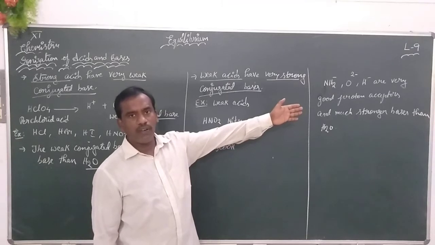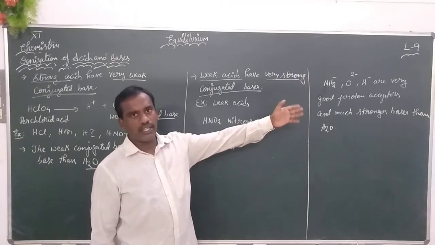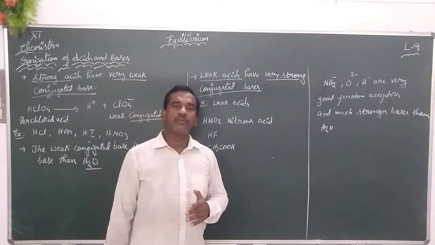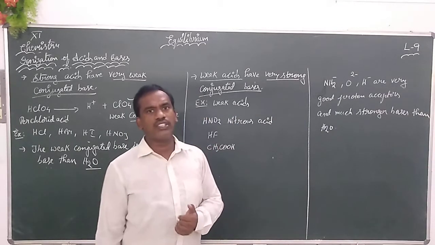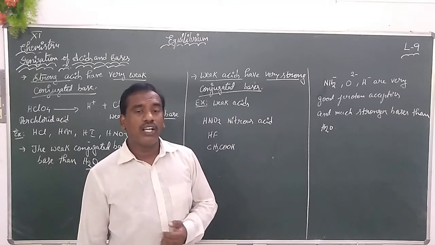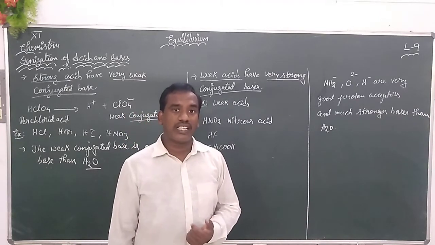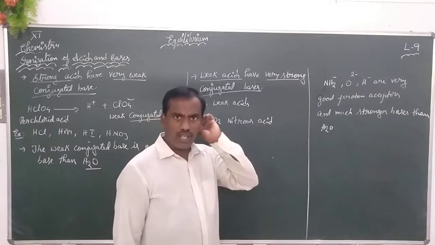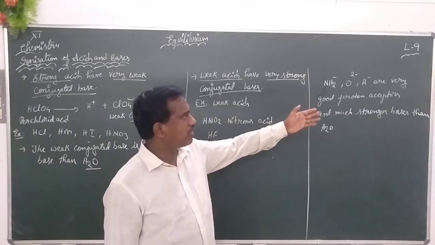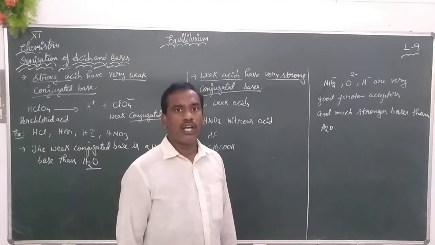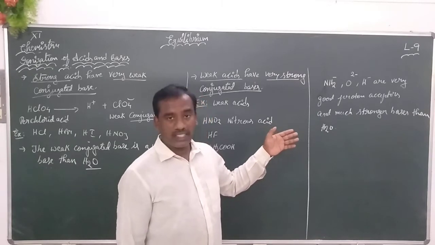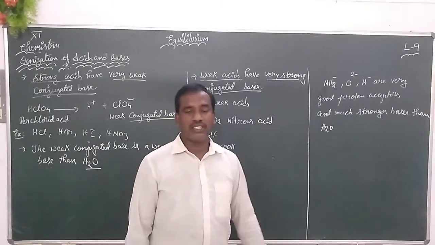You can see here some of the compounds that readily accept H plus ions more than water. What is a substance that readily accepts the H plus ion? Shall we say it is a base? Yes, according to the concept we have done, a base is a substance that readily accepts the H plus ion. Very good. Now NH2 minus, O2 minus, H minus are very strong proton acceptors, and they are much stronger bases than water.